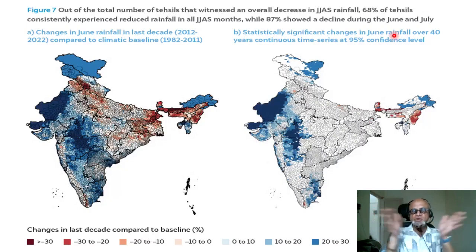Then there is a distribution of rainfall. Onset happens, June gets, let's say, about 15 to 20% of the seasonal total. July, August are the peak rainy seasons in most places, and then September is the withdrawal. So onset has changed, withdrawal has changed, distribution of rain. So length of rainy season has changed, but distribution of rain in terms of number of rainy days or excess and deficient years. So you can see change in June rainfall in the last decade compared to the baseline.